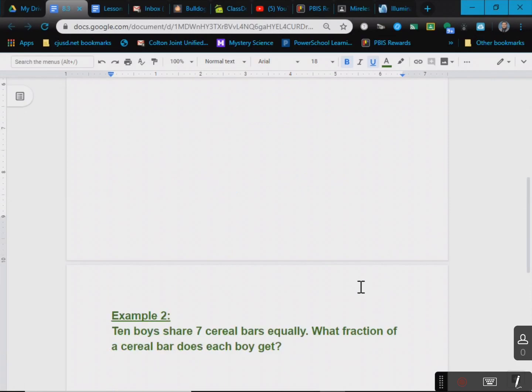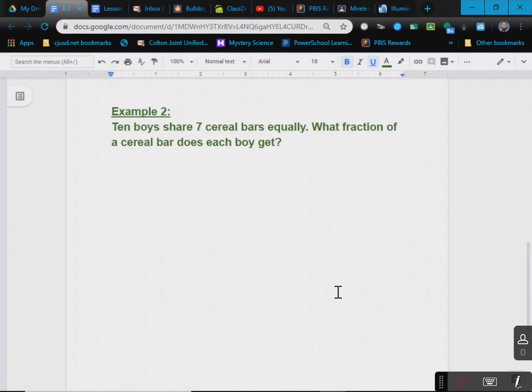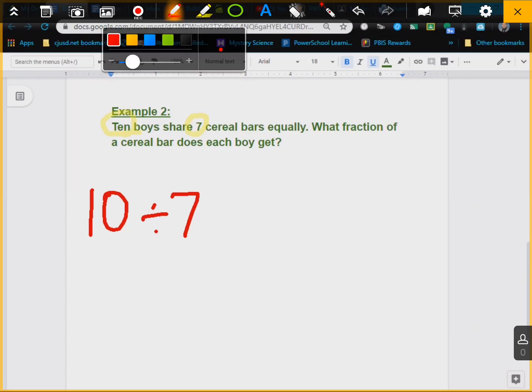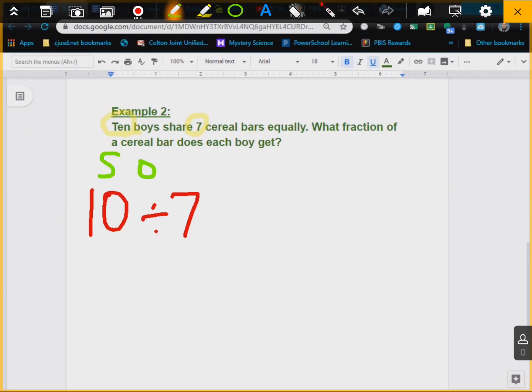Okay, example number 2. 10 boys share 7 cereal bars equally. What fraction of a cereal bar does each boy get? So we know that there's 10 boys, and there's 7 cereal bars that they need to share equally. So it's going to be 10 divided by 7. Because you have 7 cereal bars that are going to split into 10 different people. So you know it's going to be a fraction, because not every kid is going to get a whole cereal bar. Because there's more people than there are cereal bars.